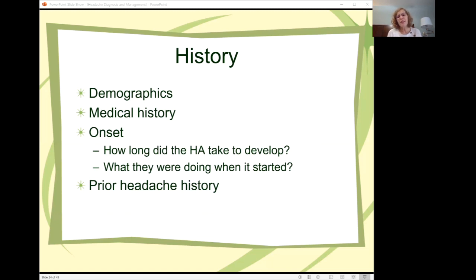Also, in terms of the onset, ask what they were doing when the headache started. A headache brought on by exertion, sexual intercourse, or Valsalva maneuver is indicative of a subarachnoid hemorrhage. Ask about prior headaches. If the headache is similar to past headaches, except of a longer duration, or it's becoming more severe, or has become resistant to traditional treatment, this is more likely to be a primary headache. And these patients don't need additional imaging.